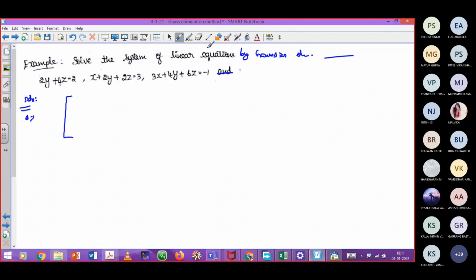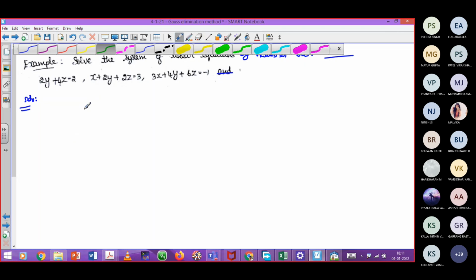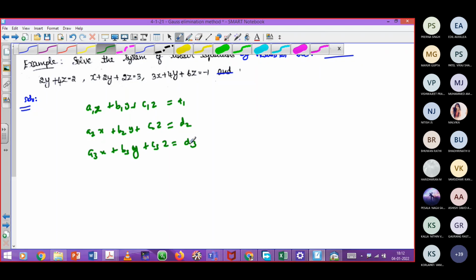Better I first explain the general part so that you will get a clear idea. For example, if it is provided like a1x plus b1y plus c1z equal to d1. Next, a2x plus b2y plus c2z equal to d2. Next, a3x plus b3y plus c3z equal to d3.